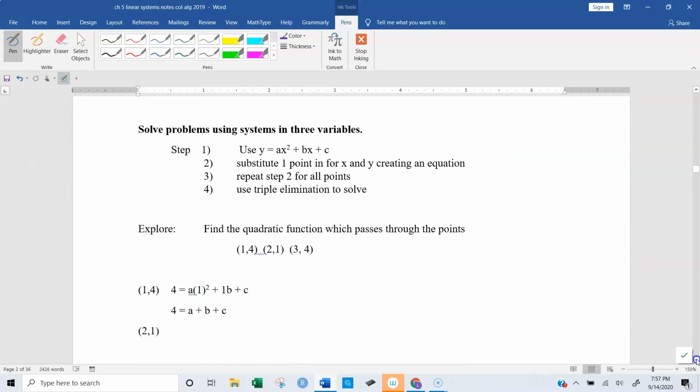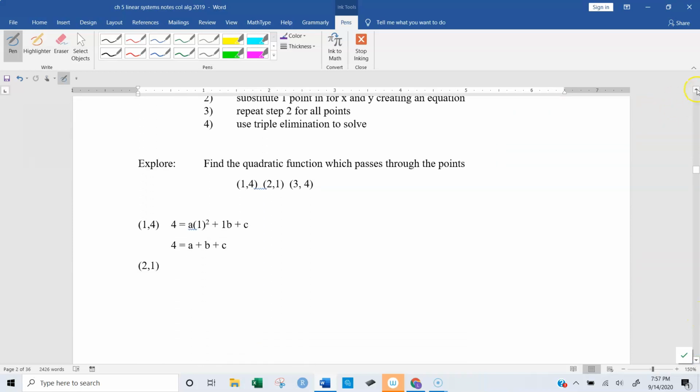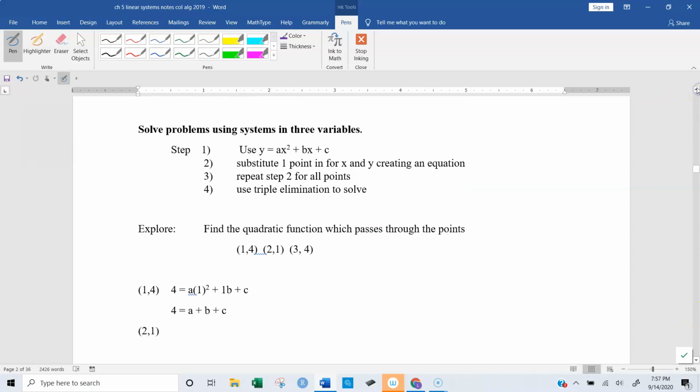Okay, next is if I give you 3 points, I want you to create the equation of a parabola. So I know that y equals ax squared plus bx plus c. So y and x are my points. So I have 1, 4, 2, 1, and 3, 4. All I'm going to do is plug the x and the y's into this equation and create my formulas here. So first I got 4, because that's y, right here, equals 1 squared, so a plus 1 times b plus c. That's my first equation.